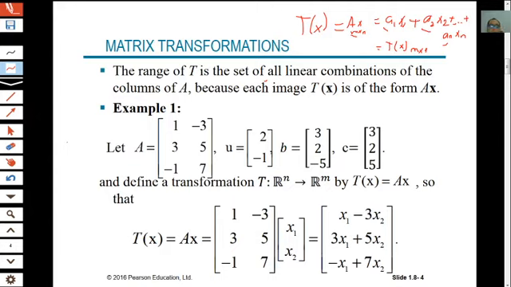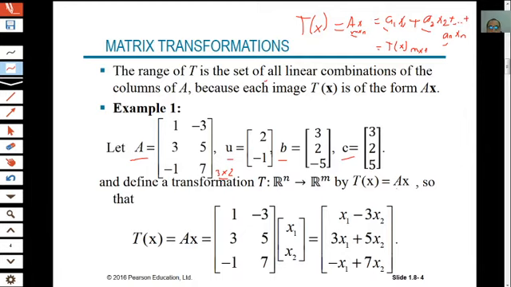Okay, let's see an example. The matrix A is defined here, which is a 3 by 2 matrix. We have 3 rows and 2 columns, and we have u, b and c, which are vectors. u is in R^2, b and c are in R^3. So define a transformation by T of x equal to A times x. What is n, what is m? They are determined according to the size of the given matrix.